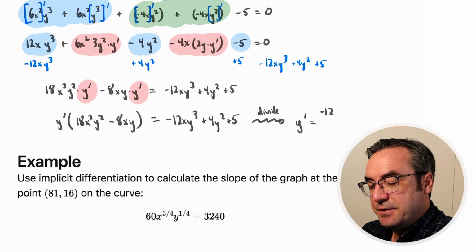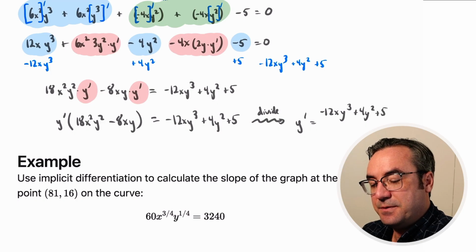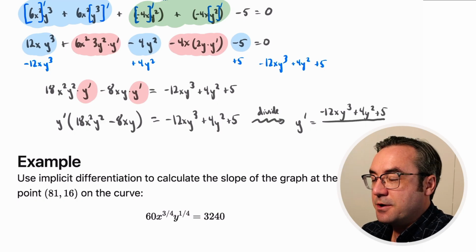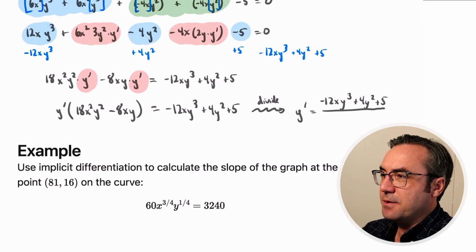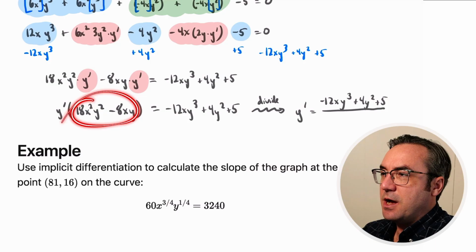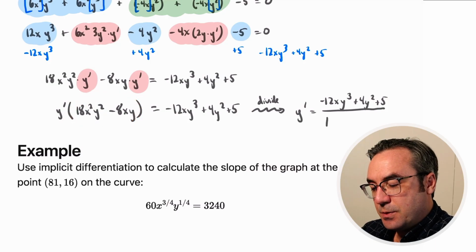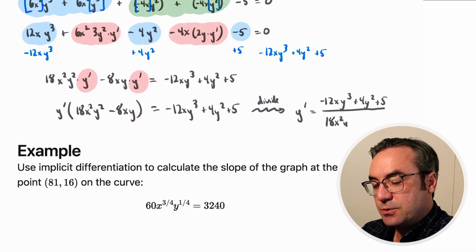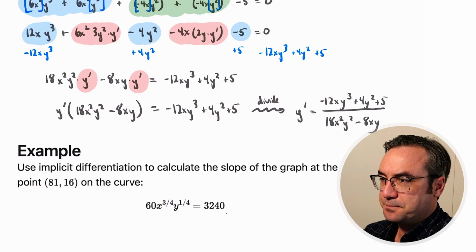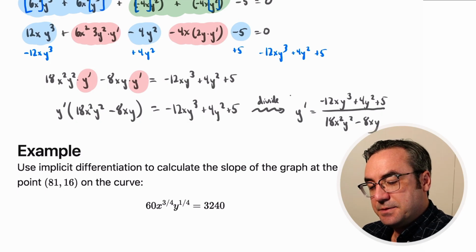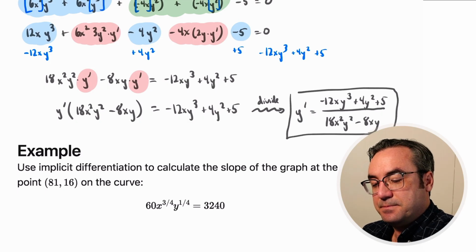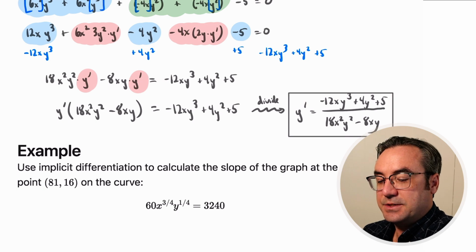And we'll have the negative 12xy cubed plus 4y squared plus 5. That's going to be our numerator. And then in our denominator is going to be all this stuff. So 18x squared y squared minus 8xy. And that's it. That's our derivative.